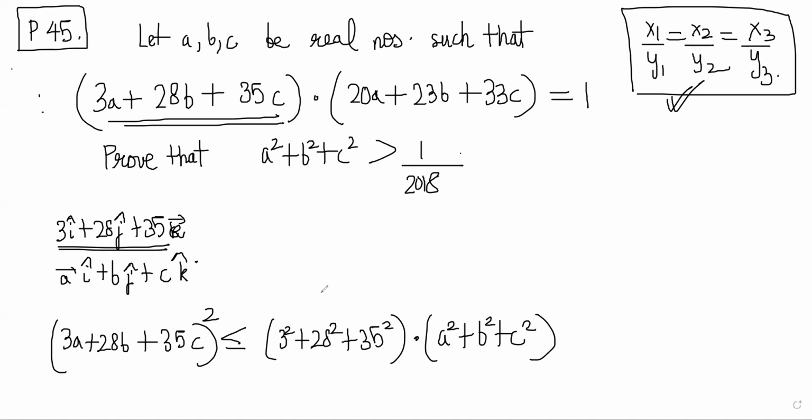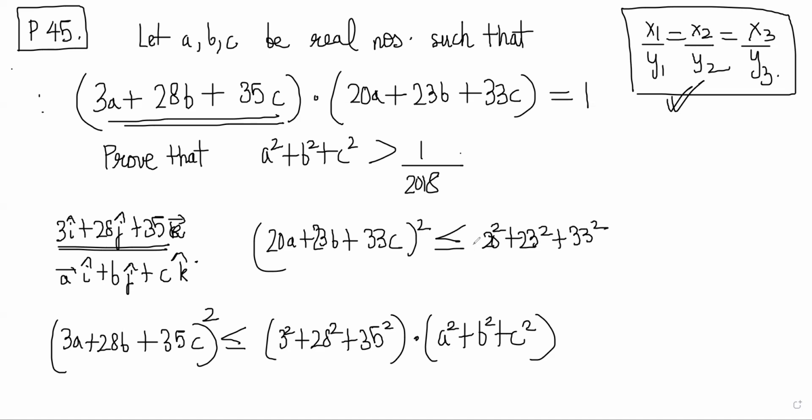Yes, sir. Similarly, you can say (20a plus 23b plus 33c) square should be less than or equal to 20 square plus 23 square plus 33 square multiplied by a square plus b square plus c square, right? Yes. Correct. So, sir, now you have two inequalities. This is 1, this is 2.